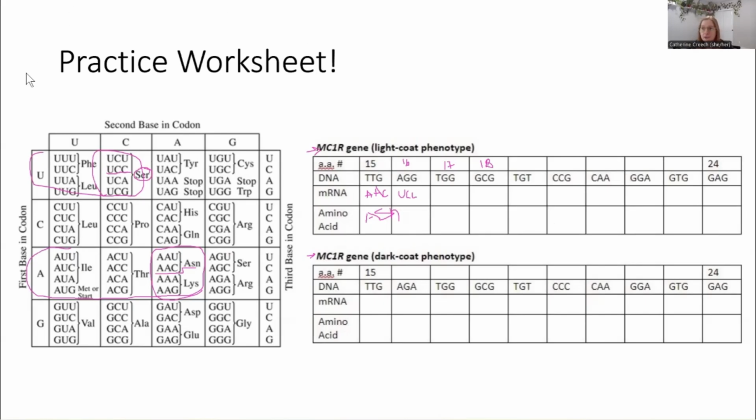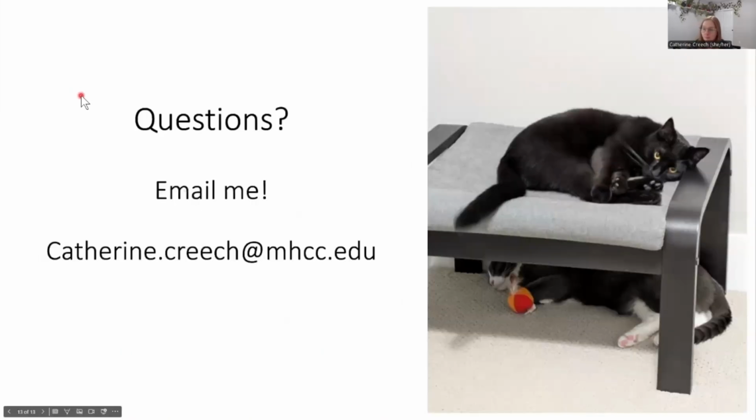After you figure out the amino acid sequence, the worksheet is going to have you identify what the mutations are, where they are, and how they are changing the phenotype of these different mice.